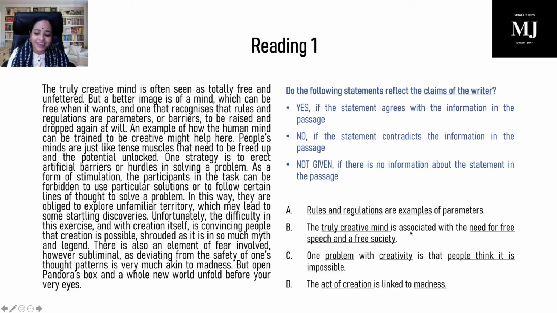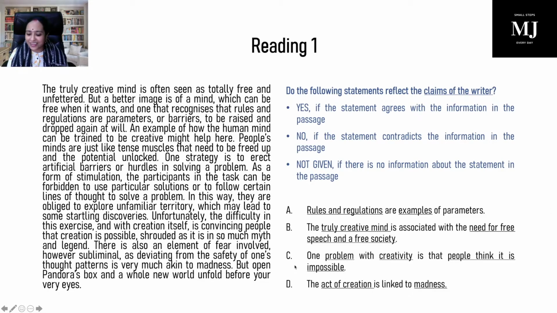The truly creative mind is associated with the need for free speech and free society. It is often seen as totally free and unfettered. Well, this sentence is actually talking about the truly creative mind being free and unfettered. It is not associated with any free speech or free society. That's not even there. That means it is not given, because there is nothing at all about the society and the speech. No information present in the passage. So this is not given, and that was the reason it sounded fishy to me. Now since it is not given, it is not breaking the rule.